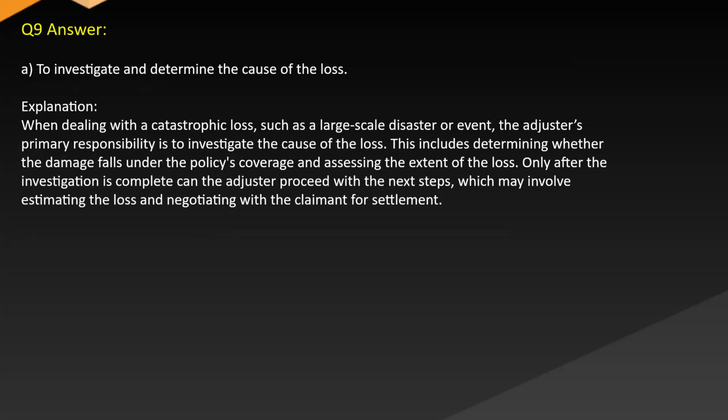Answer. A. To investigate and determine the cause of the loss. Explanation. When dealing with a catastrophic loss, such as a large-scale disaster or event, the adjuster's primary responsibility is to investigate the cause of the loss. This includes determining whether the damage falls under the policy's coverage and assessing the extent of the loss. Only after the investigation is complete can the adjuster proceed with the next steps, which may involve estimating the loss and negotiating with the claimant for settlement.